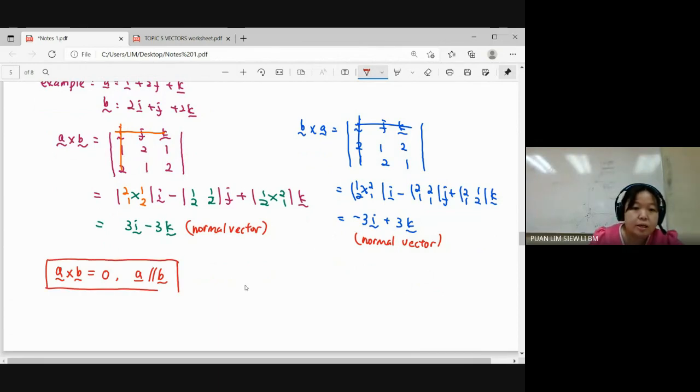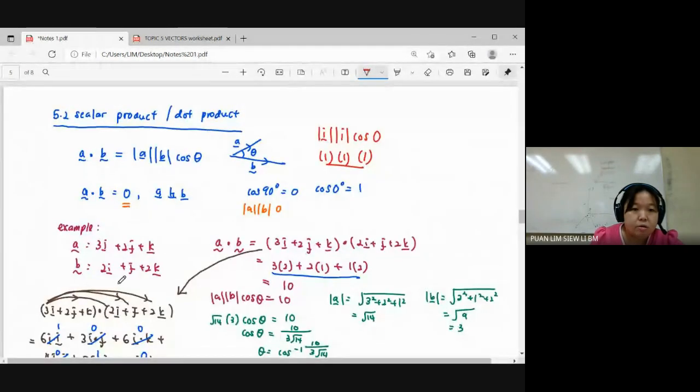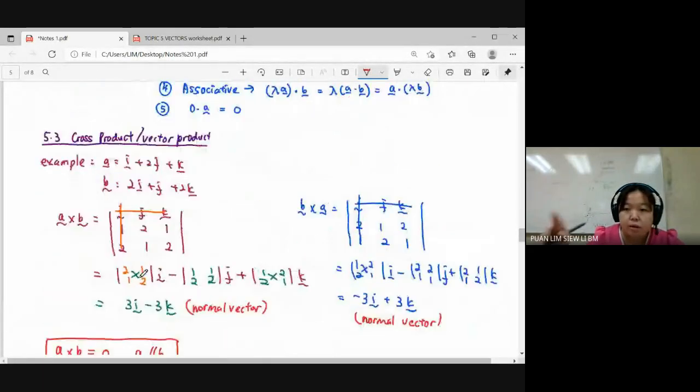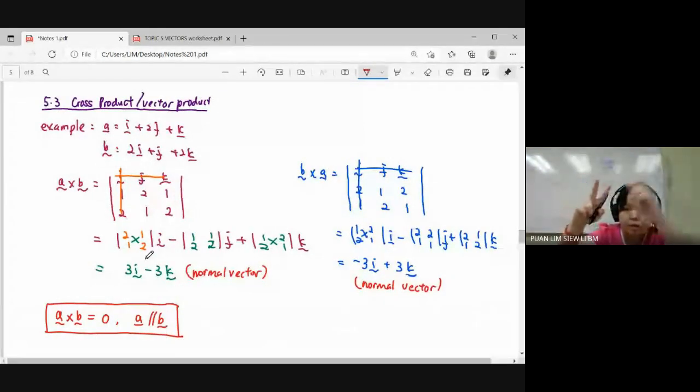Ini yang kita belajar, kita dapat daripada cross product dan dot product. A dot B kosong, mereka perpendicular. A cross B kosong, tak boleh nak cross something inside when you have parallel vector. So these two vector parallel means they are same direction. Okay, so inilah maklumat tersirat yang kita tahu.